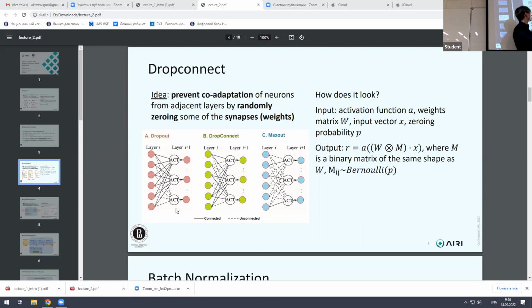Like they are connected to synapses. Max out says the following thing: take only the one with the largest weight. So here is the largest weight. And then do this one, and this one, and all the other will be zero.